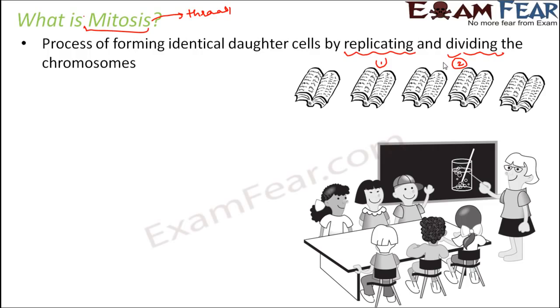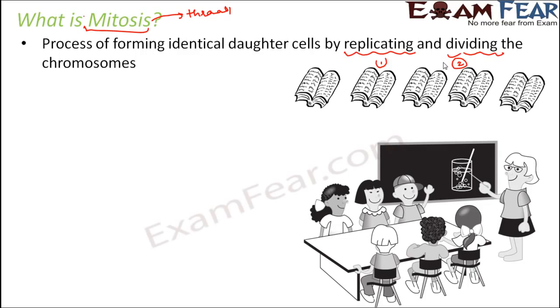So what did she do? She replicated, that is, she made multiple copies of the original document and then she divided it amongst all the students. Similar is the concept of mitosis. The DNA gets replicated, so more copies of DNA are formed and then it is divided to the daughter cells. That is the simple logic, or the simple funda.